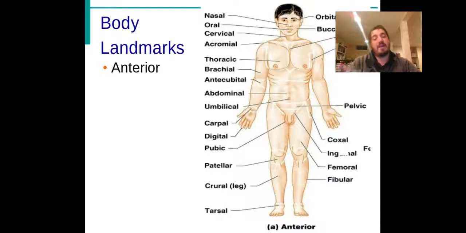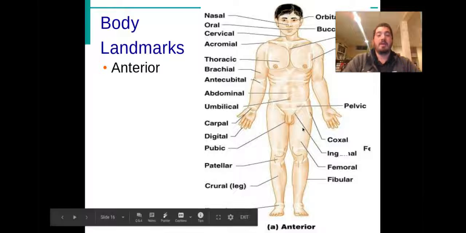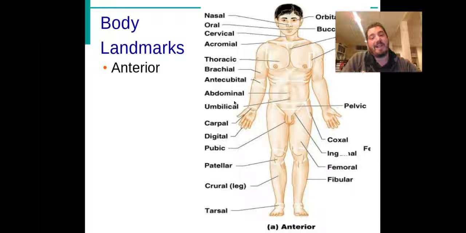All right, and then some just body landmarks. I'm not going to go through all these, but hopefully you know the word anterior, right? Anterior means forward or on the front. So these are all different landmarks, right? Carpal, wrist, digital, fingers, umbilical, belly button, thoracic, chest. All right, so these are all landmarks that we'll talk about. You don't have to know all these right away. We will go over them.